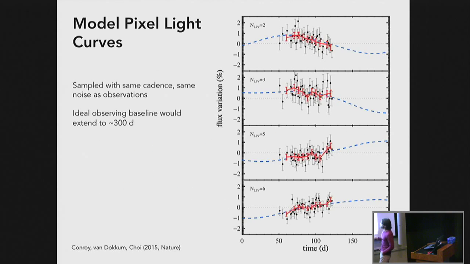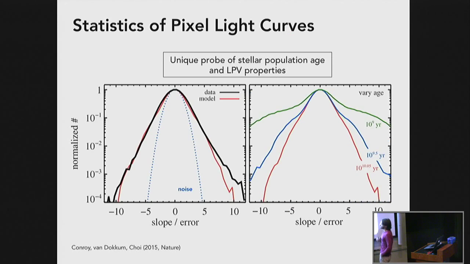You can then come up with a couple of ideas for how to quantify this variation to provide some quantitative tests between the model and the data. We did a few different things. What's shown here is just measuring the linear slope of the light curves in units of the uncertainty, so just the significance of that slope. That's a histogram for all the pixels in the HST image in black, and the best fit model is shown in red. The blue line is a model without any time variability, so just photon noise. And you can see that there's much more variability than can be explained purely by photon noise.